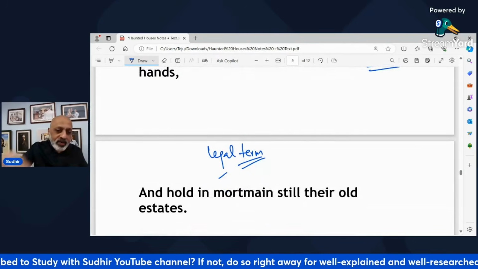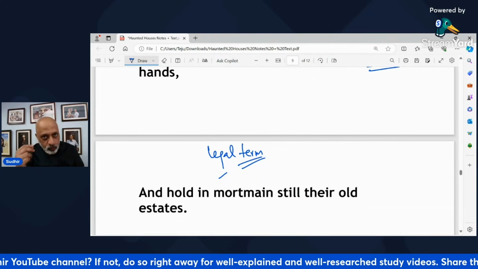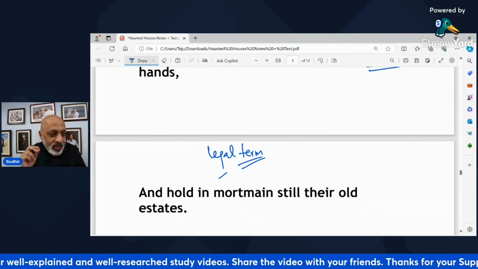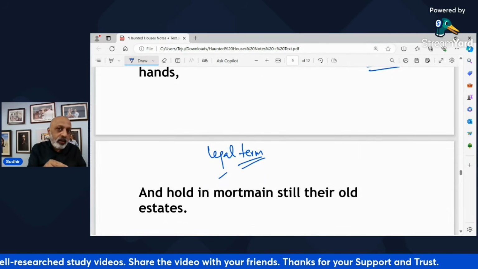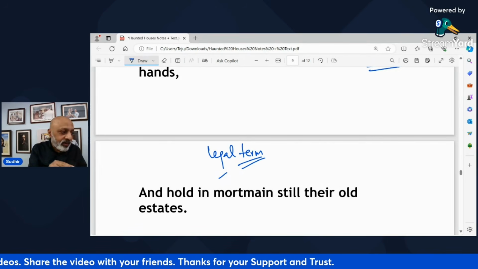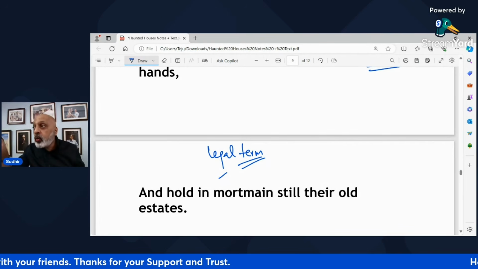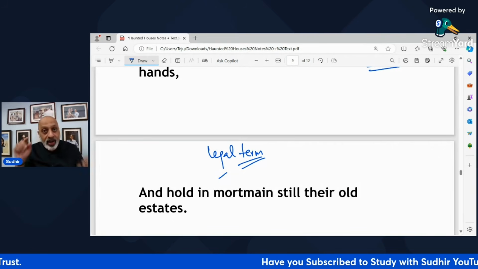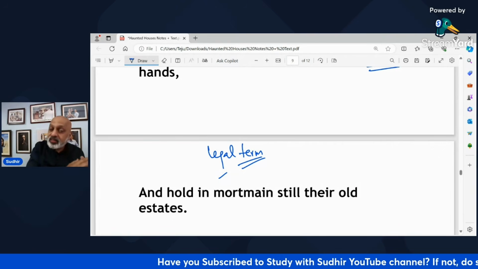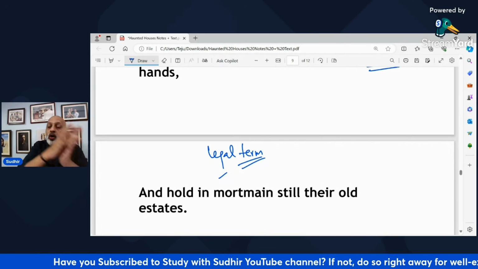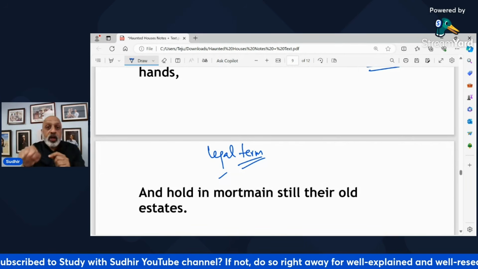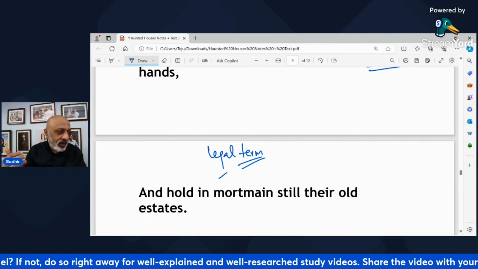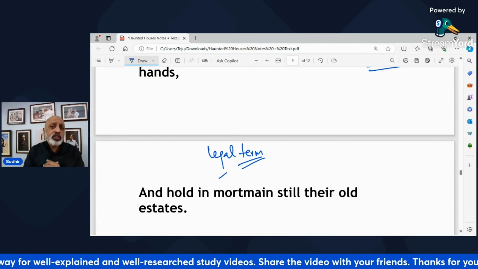Mortmain, I already explained to you, is a legal term referring to property which cannot be sold or transferred. So the line and hold in mortmain still their old estates suggests that the ghosts, despite being dead, despite not being there in the title deeds, still cling on to a sense of ownership of their old estates. Their names are not in the title deeds, but the ghosts still hold on as if they're still in ownership of their old estates, the land and the house that they once inhabited.